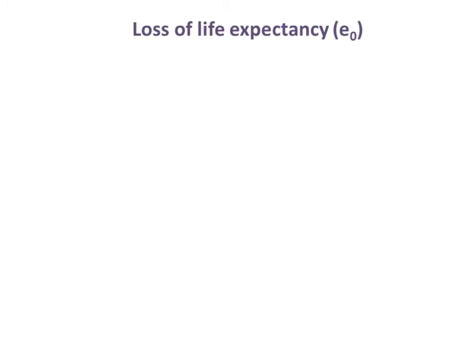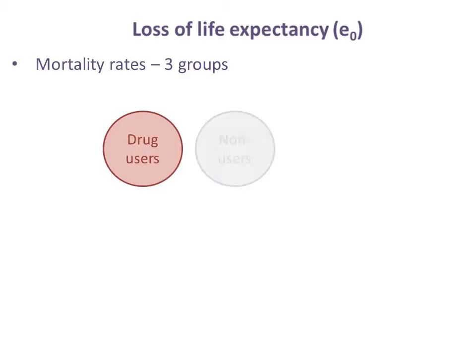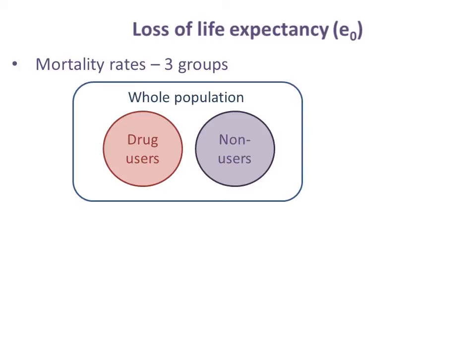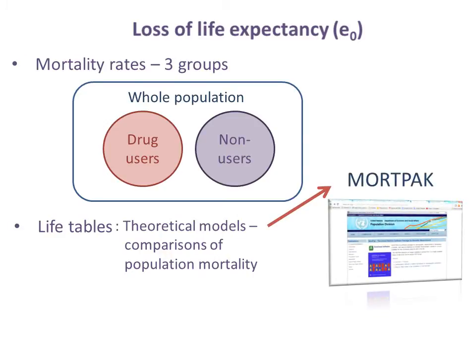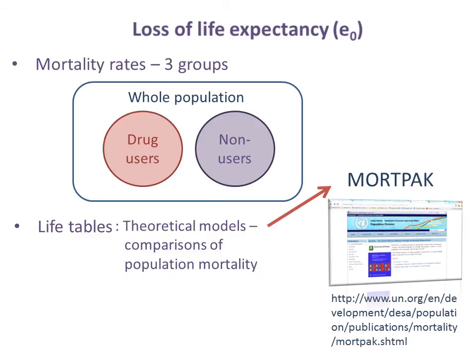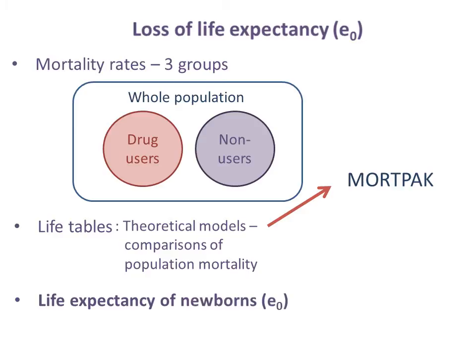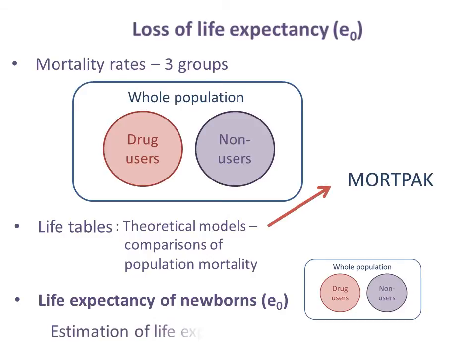The loss of life expectancy calculations start by obtaining the mortality rates for three defined groups in the population: drug users, non-users, and the whole population. From these, life tables can be estimated, which are theoretical models applied to the analyses and comparisons of population mortality. The LEADER guidance authors suggest using MORTPAK, the freely available United Nations software package for mortality measurement, to construct the life tables. A link to access MortPak is given in the guidance document. The most important outcome is the life expectancy of newborns, denoted by e_0. The comparison of these values in the three population groupings enables an estimation of the life expectancy lost in terms of years in the population of illegal drug users.